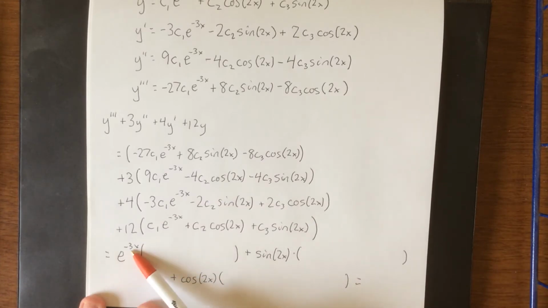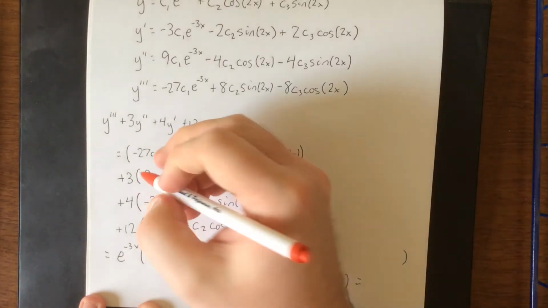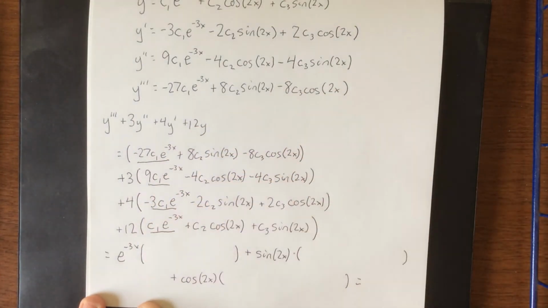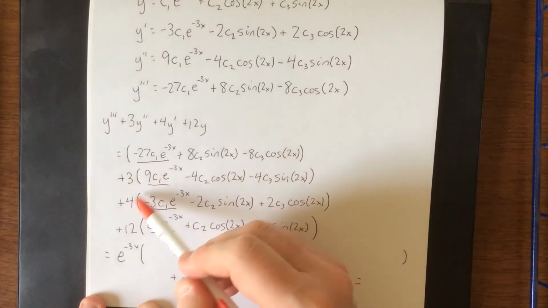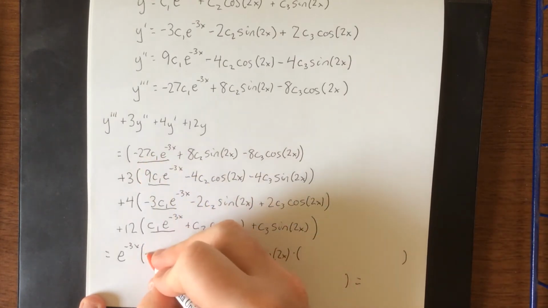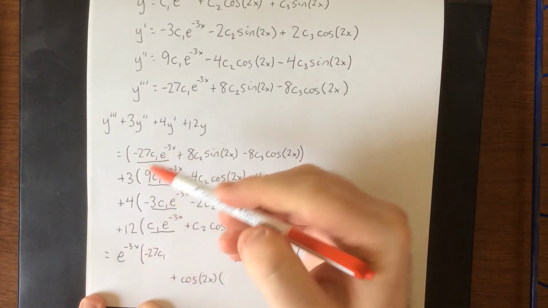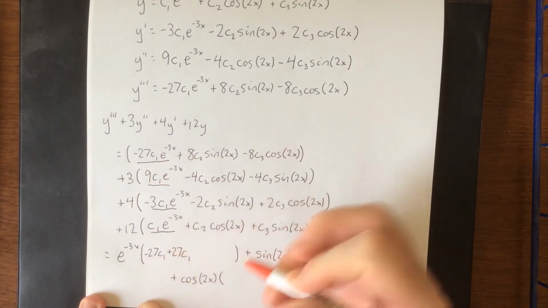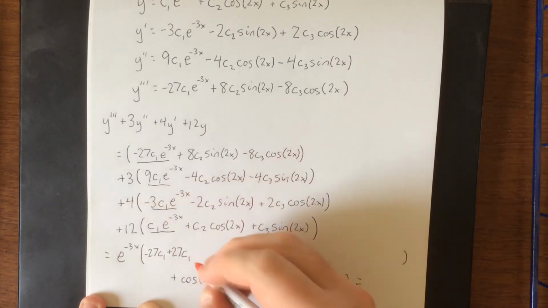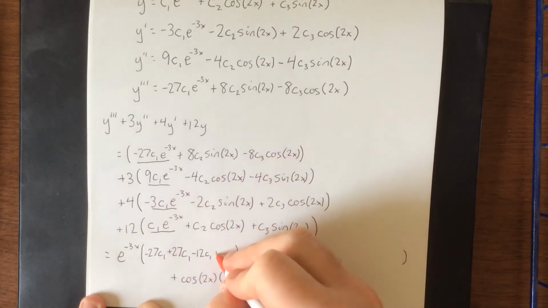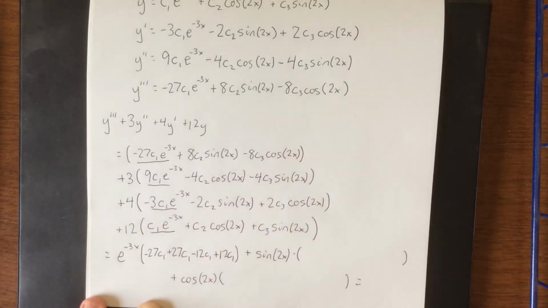So taking a look at all of our e to the negative 3x's, I see one here, here, here, and here. So in this step, I'm going to be distributing the coefficients and then writing them all down in here. So we have negative 27c1 from the first term. Then we have plus 3 times 9 times c1, so that'll be plus 27c1. Then we have 4 times negative 3c1, that'll be minus 12 times c1. And then we have plus 12 times c1. Good news there is that it looks like everything's going to wind up canceling out.